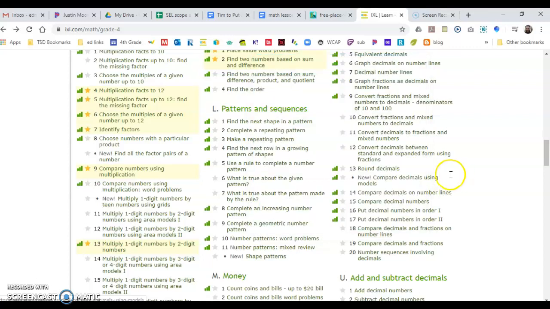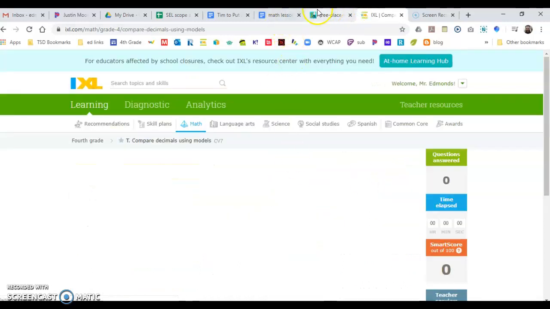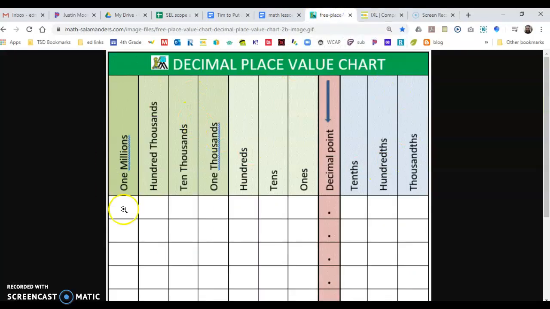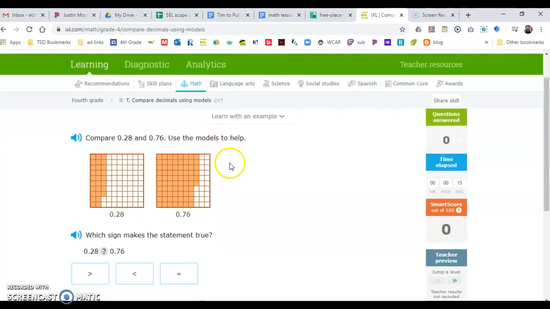Okay, so we have our 2 levels here. It's T14, and then the new one right above it, which I'm just calling T14 plus. So we'll start here on the plus level, the extra level. And in the past few weeks, we've worked really hard on using place value charts, understanding how decimals relate to each other, how decimals relate to fractions and whole numbers, and we've done a lot of work there. So today we're going to move firmly into models.